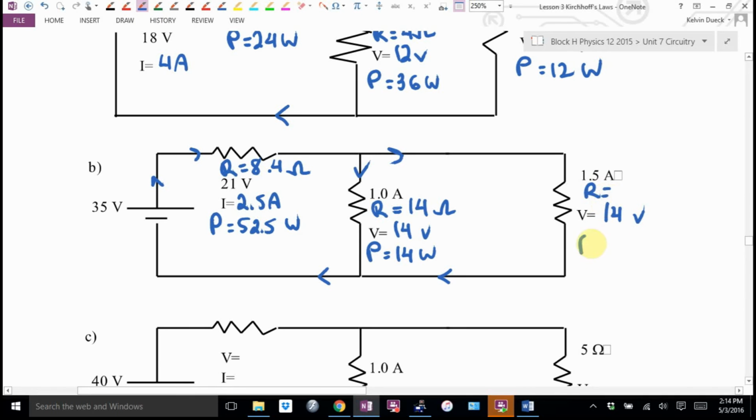What's the resistance? What's the power? 14 divided by 1.5, which is what? 9.3. 9.33333? Yep. 9.3 is good enough. Power, 14 times 1.5. 21? Yep. What's the brightest bulb in this circuit? Left, middle, or right? Left, 52.5. Okay. Or, if this was an appliance, which of these 3 appliances is going to get the hottest? The left one. It's moving the most heat around.